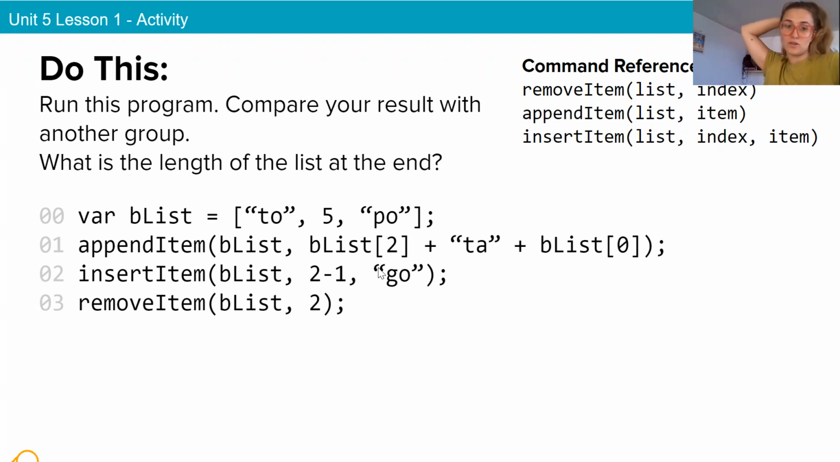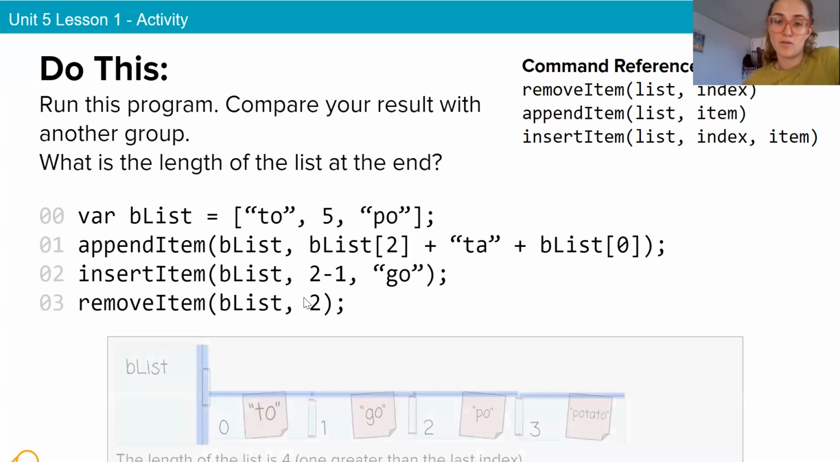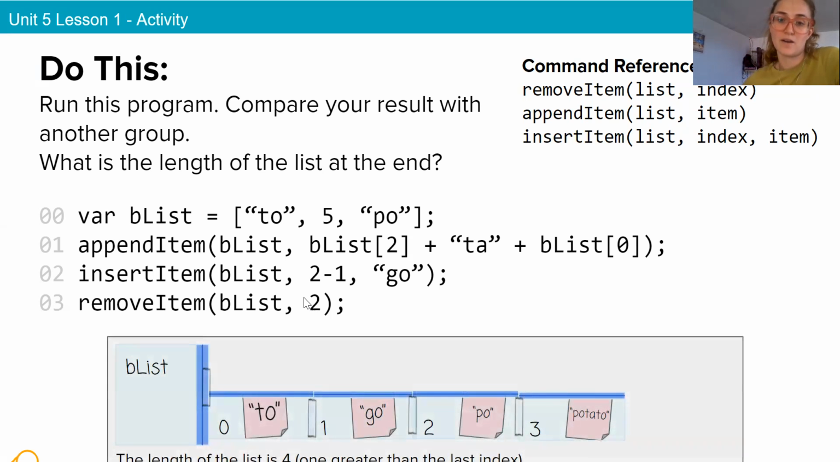And then the final line is remove item. We're going to remove an item from blist. We're going to remove the item that's in index 2. So what's in index 2? It's 5. So now we just have 2, go, po, potato. So our list is made up of 4 elements. 2, go, po, potato. All right?